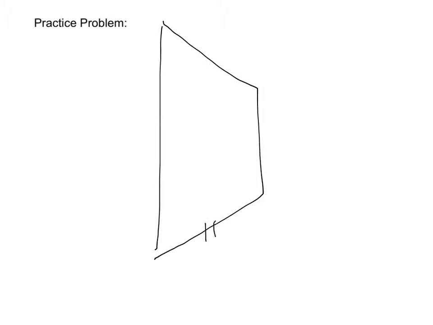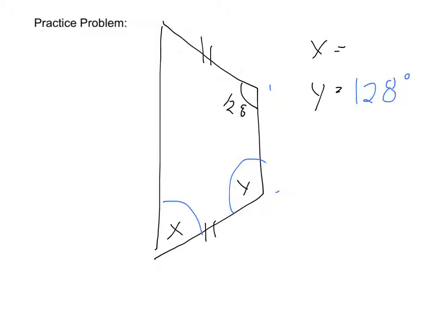So for a bit of practice, say we have this trapezoid right here, and we're given that these are congruent, and this angle is 128 degrees, and we're asked to find x and y. If this is an isosceles trapezoid, then the base angles are going to be congruent, so y is going to equal 128 degrees. And then we also know that in any trapezoid, the consecutive angles here are going to be supplementary. So then we can say 180 minus 128, that is going to be 52 degrees.